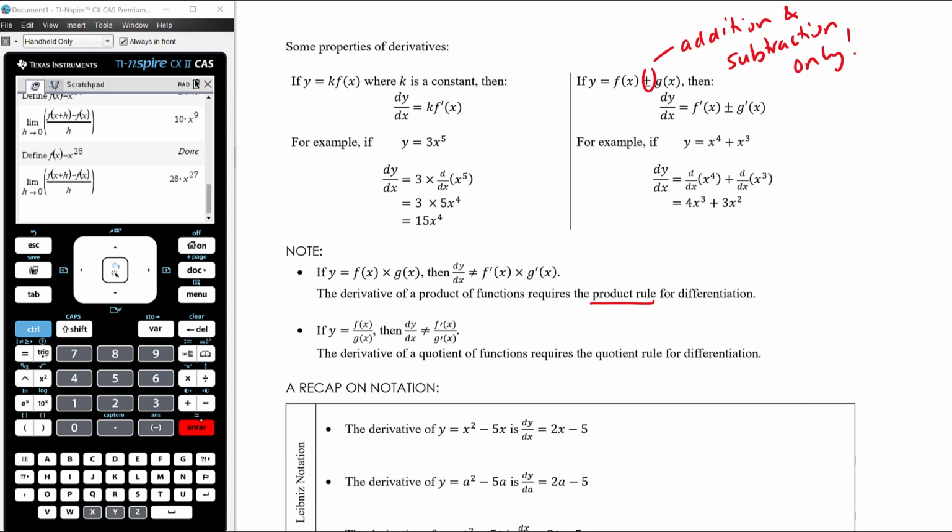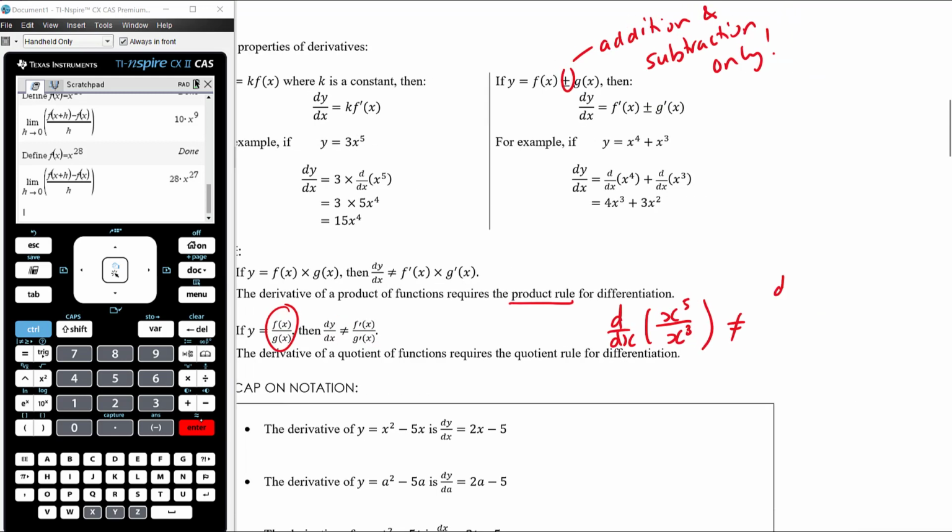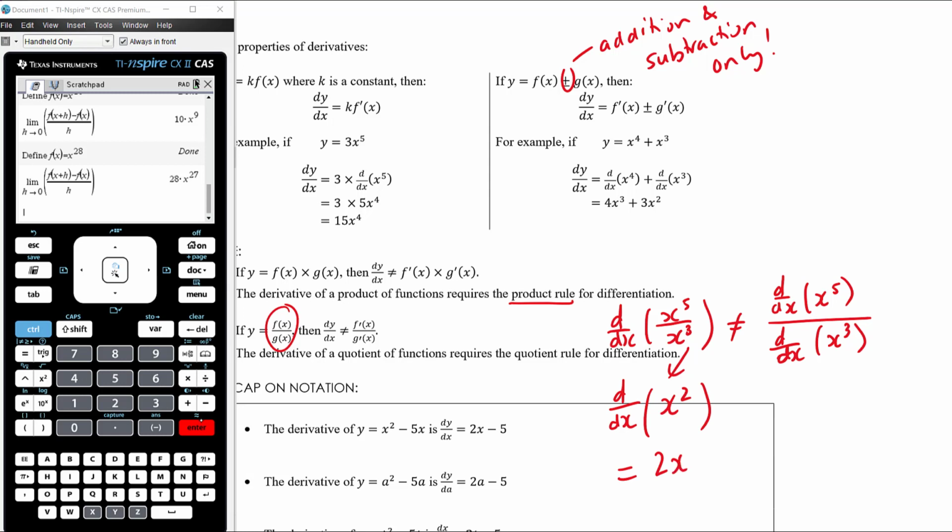Similarly, we can't differentiate when we are dividing two functions. Okay. So for example, let's take something like differentiating x to the power of 5 divided by x cubed. Okay, it doesn't equal the derivative of x to the power of 5 divided by the derivative of x cubed. Okay, and again, we can verify that here. We would simplify this first. x to the 5 over x cubed is x squared, and so the derivative is going to be 2x. If we were to differentiate these two things separately, that would be 5x to the 4 on 3x squared, which would be 5/3 x squared. Again, not the same thing.